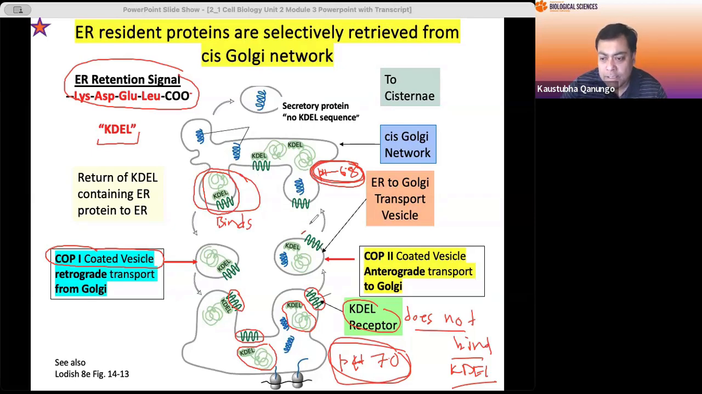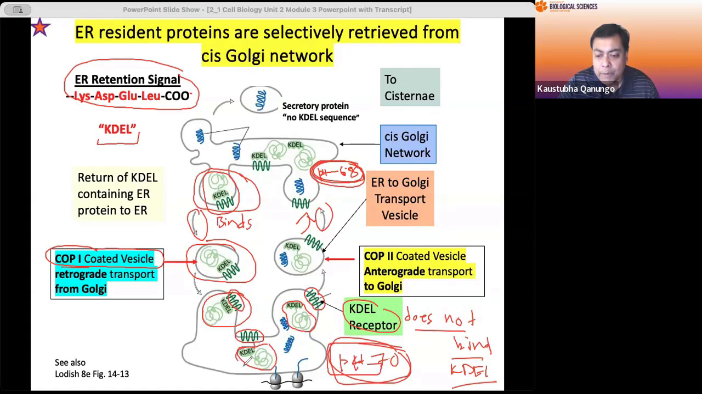See that this is an anterograde vesicle right here, and this is a retrograde vesicle. So the KDEL sequence and KDEL receptor interaction will form a vesicle only with the KDEL proteins, not with the blue ones. They are going somewhere else and are not binding with this receptor. They will go forward. But the KDEL proteins will bind and form a COP1 coated vesicle, and they will be brought back into the ER. And at pH 7, they will separate out.